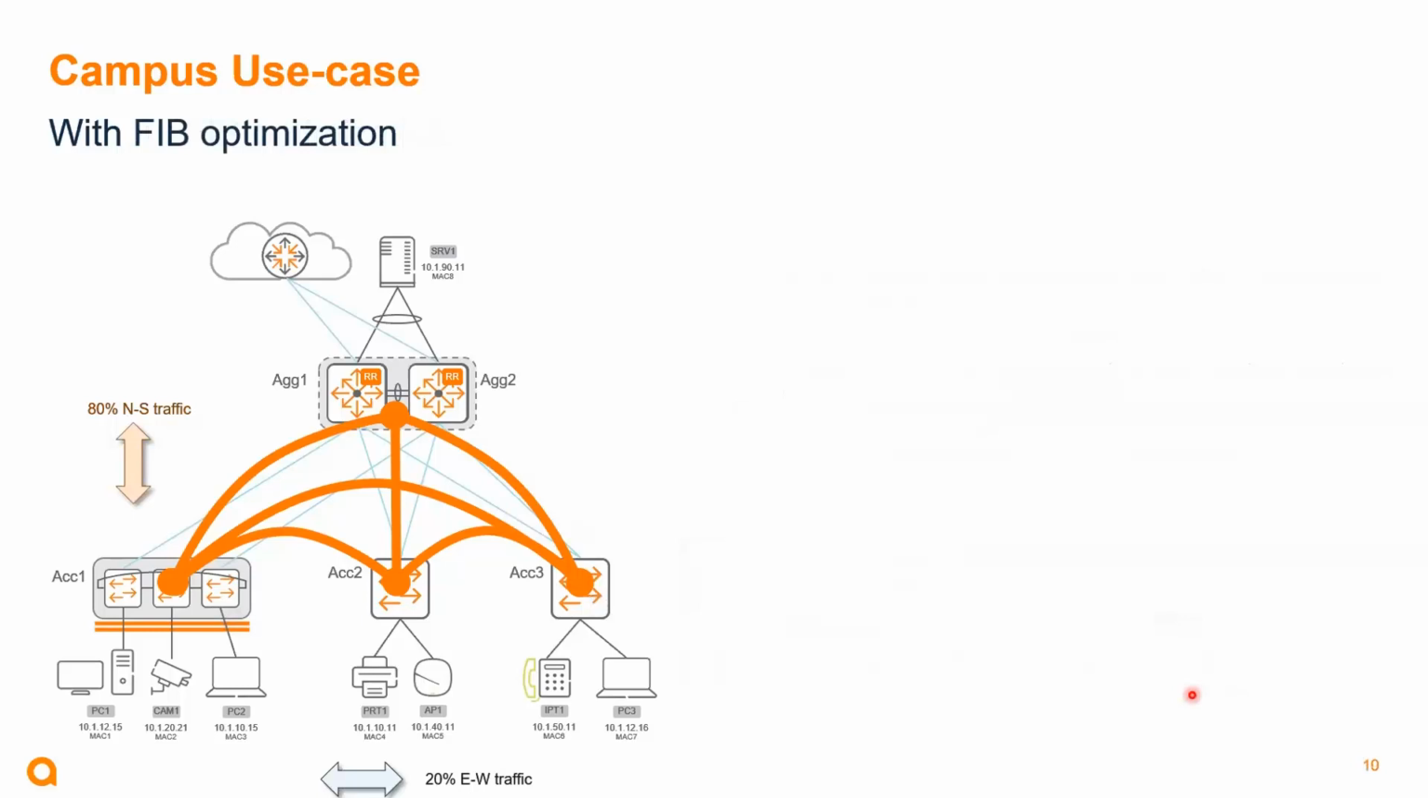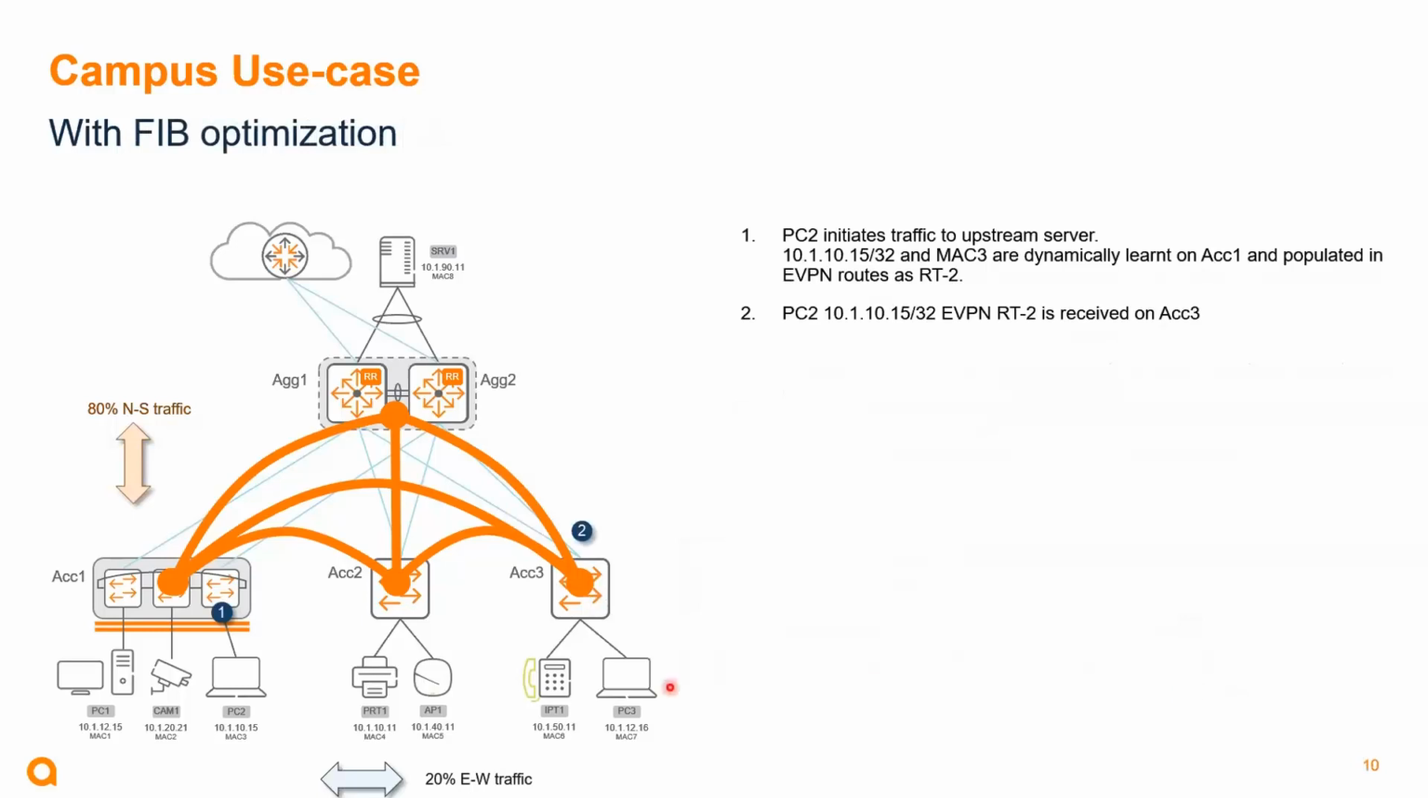Next, with FIB optimization. Same as before, we start a PC here, which starts upstream traffic to that server, and that route is received. ACK3 is still receiving the type 2 routes. However, now with FIB optimization being enabled, that entry is no longer programmed.